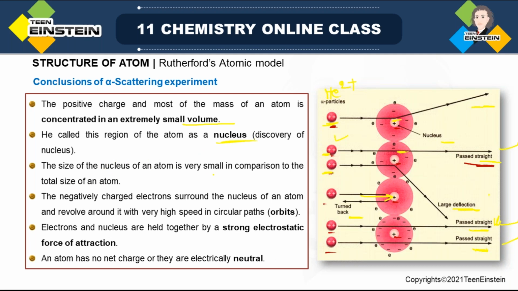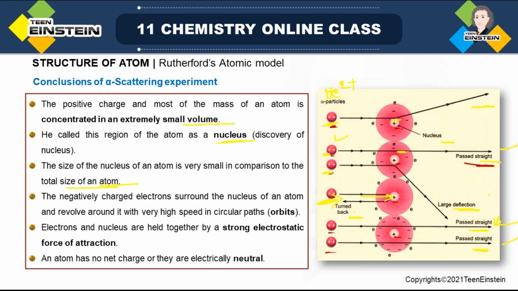The size of the nucleus of an atom is very small in comparison to the total size of the atom, right? That is the reason. Just focus on this. It is turning back because it is directly hitting, but that is a very rare case. It is a rare case because the center has very small size compared to the overall size of the atom. If it were very large compared to the overall size of the atom, then this type of incident, that is 180-degree turning back, would also be very high.